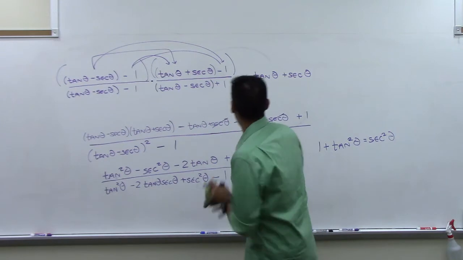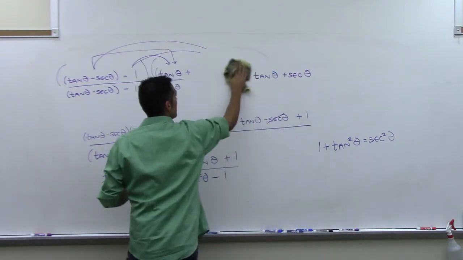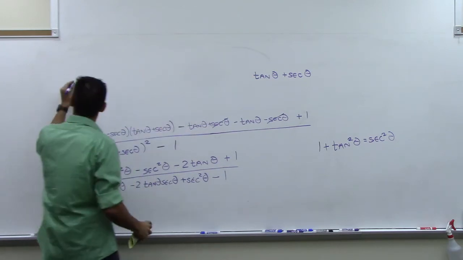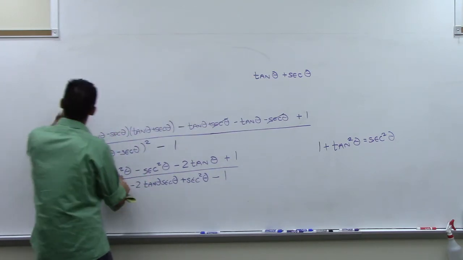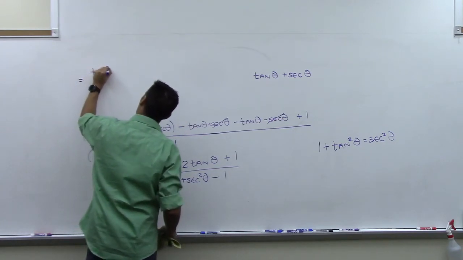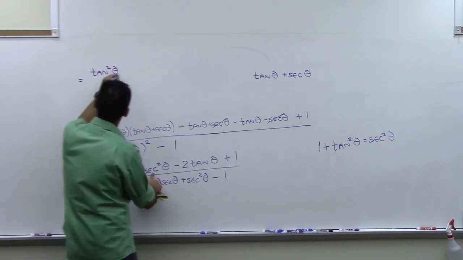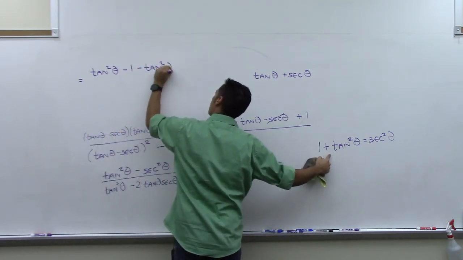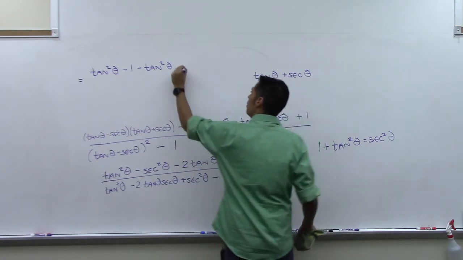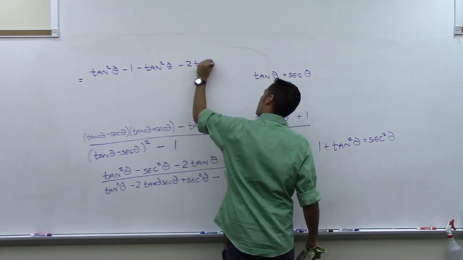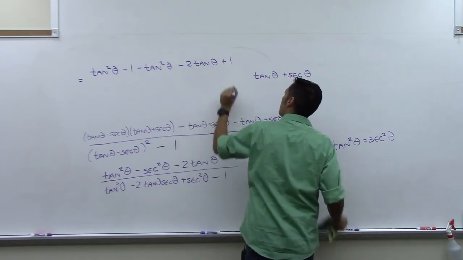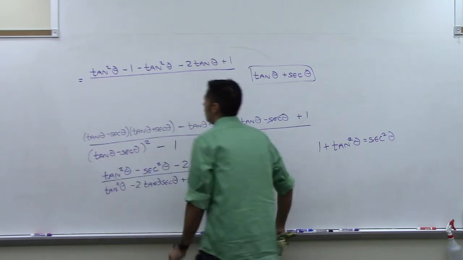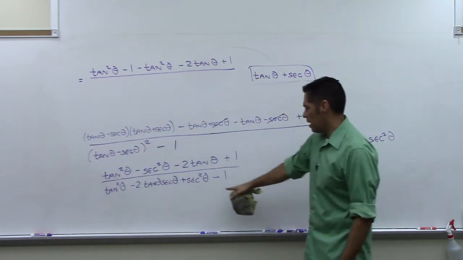I think I'm going to get there with this. I'm going to leave that up there. That's where I'm trying to get to right there. So this equals, again, tangent squared theta we had. And then this minus secant squared theta becomes minus 1 minus tangent squared theta. Now I still have minus 2 tangent theta, and then I still have plus 1. This is what I'm trying to get to. Okay, and then over all this junk down here.